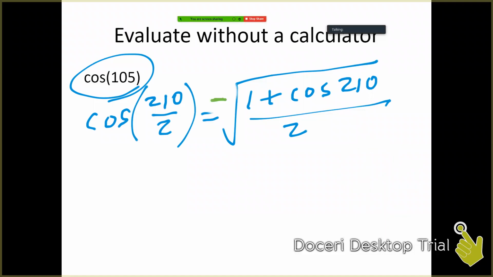All right, so now we have to evaluate this part inside the radical. So we get 1 plus the cosine of 210, all right, which is what? Someone want to tell me what that is?